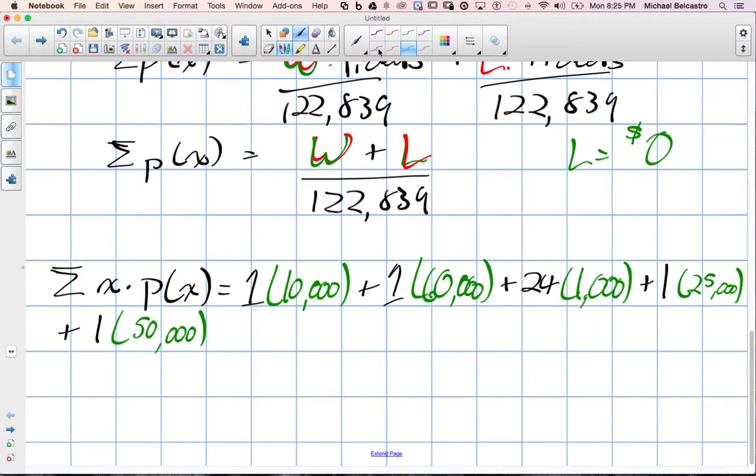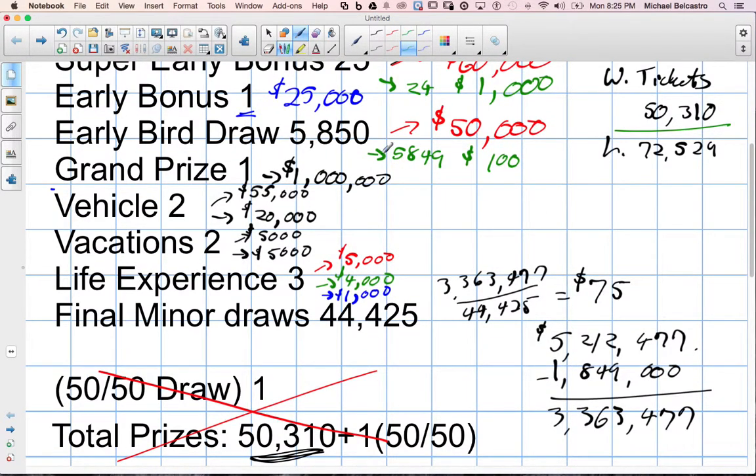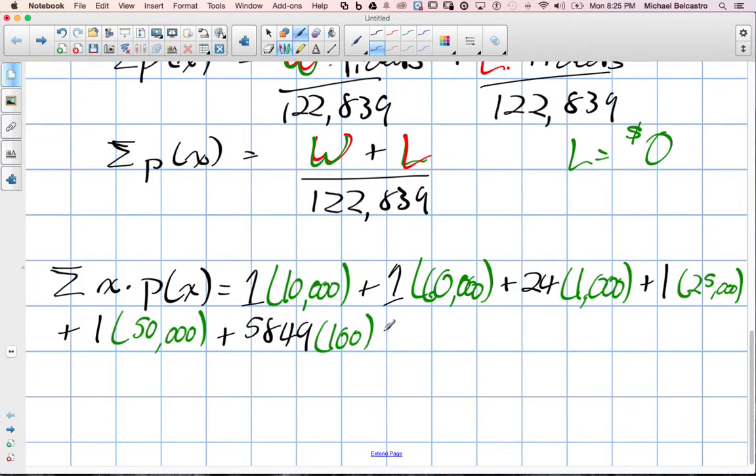And the other 5,849, I'll double check that, are at $100. So significantly less in terms, and a lot more prizes at that point. Yep, great. You have 1 grand prize at $1 million. Okay, so that's our grand prize in this lotto. So 1 shot at $1 million.